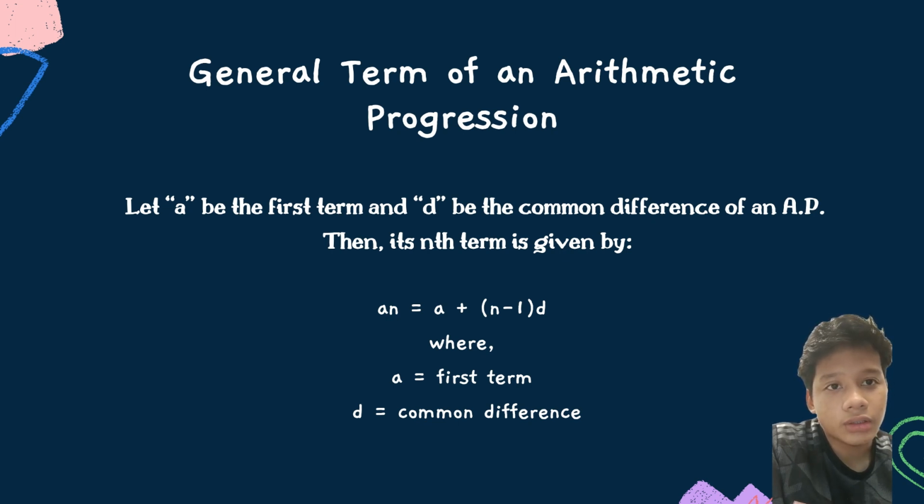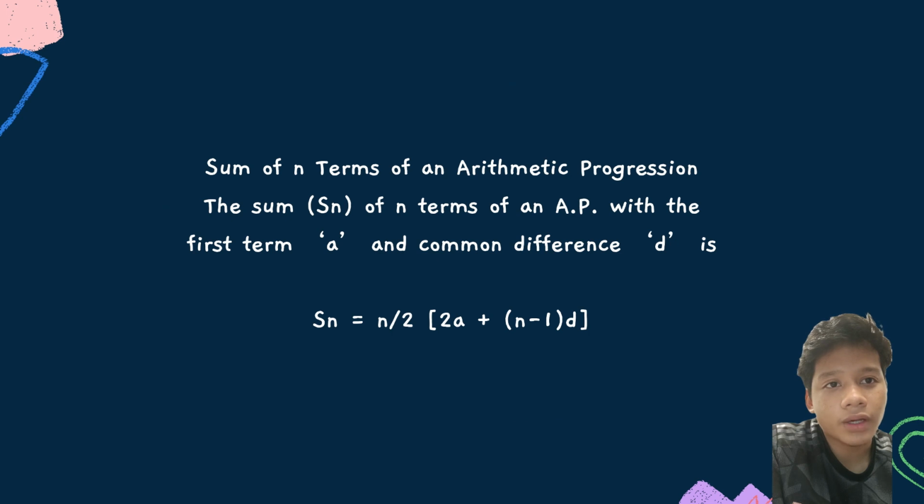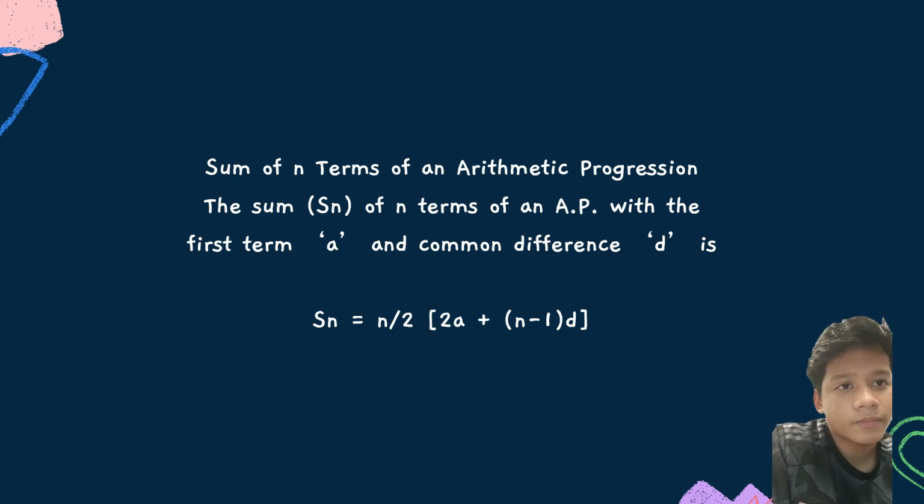So next is the general term of an arithmetic progression. We need to find the value of a_n. So the formula is a_n equals a plus (n minus 1) multiplied by d. And then the sum of n terms of an arithmetic progression. We need to find the sum, which is S_n. So the formula is S_n equals n over 2 times (2a plus (n minus 1) multiplied by d).